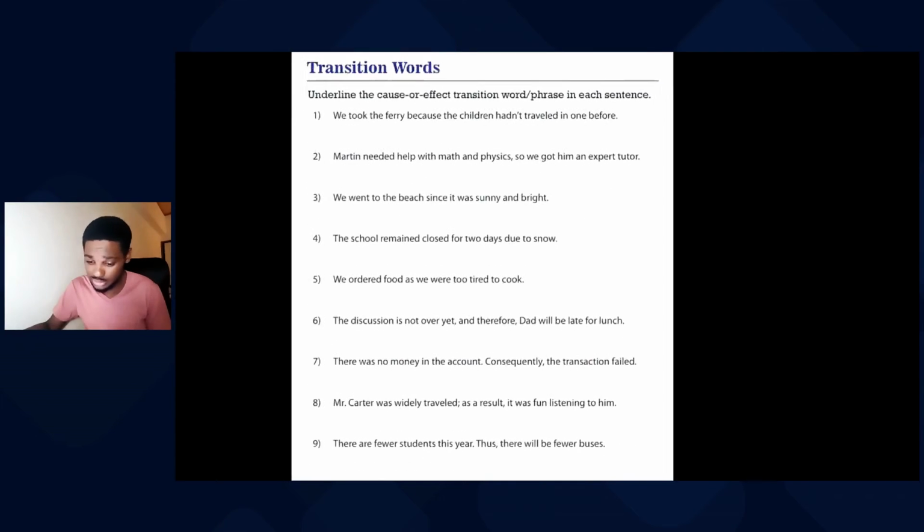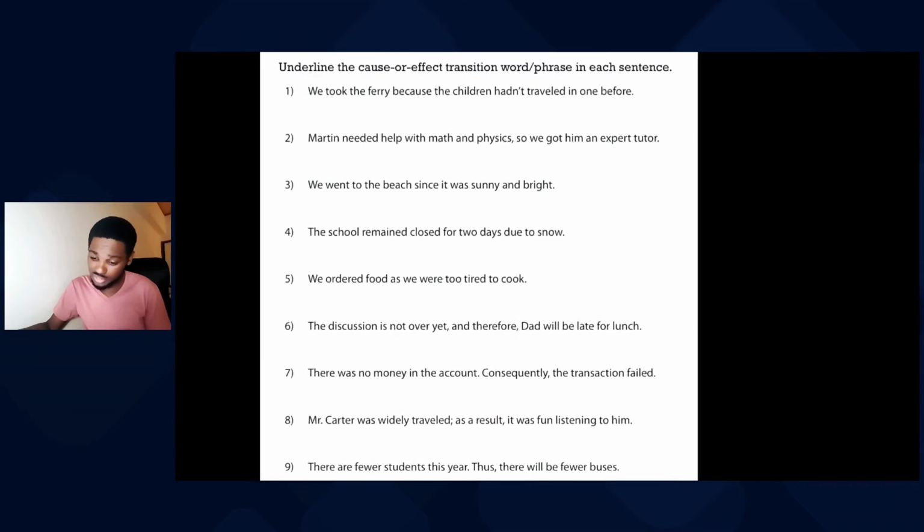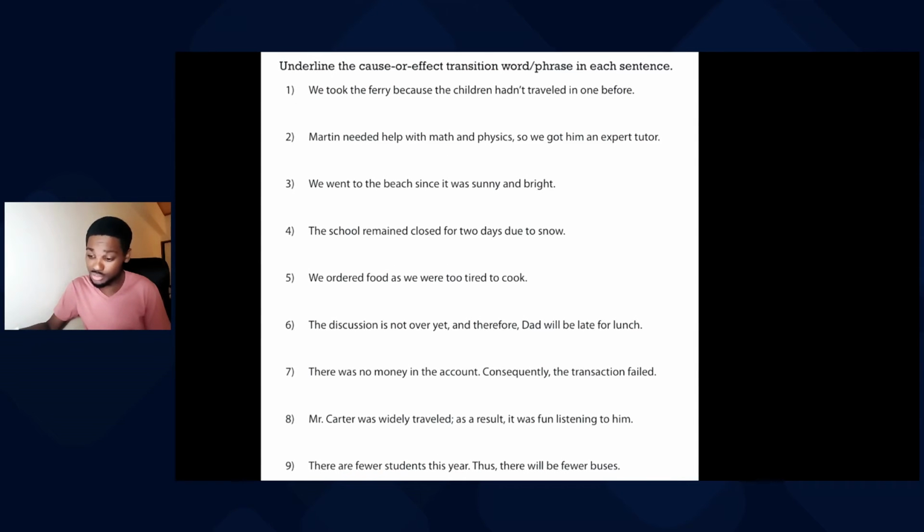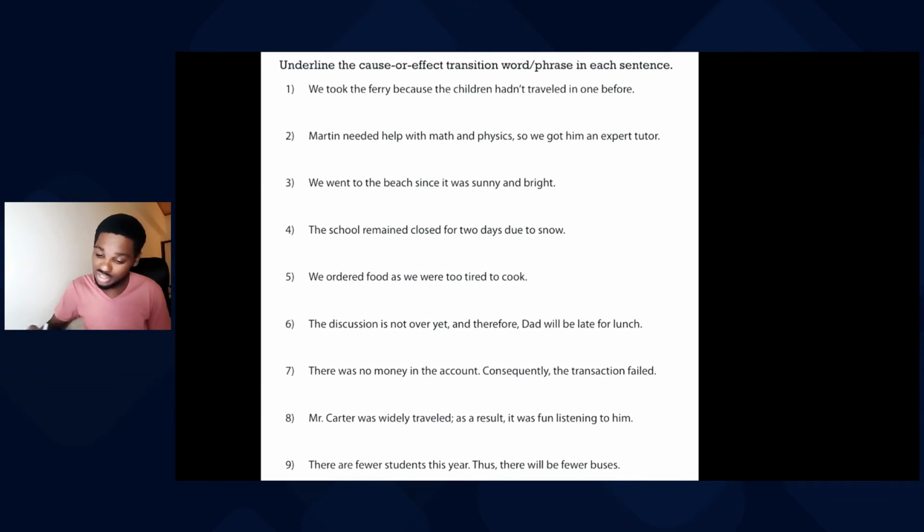All right, here we are. Another task. We're going to underline the cause or effect transitional word or phrase in each sentence. So in each sentence, there's a cause or effect, or sometimes we say cause and effect transition. We have one of those in each sentence. Let's just identify it.